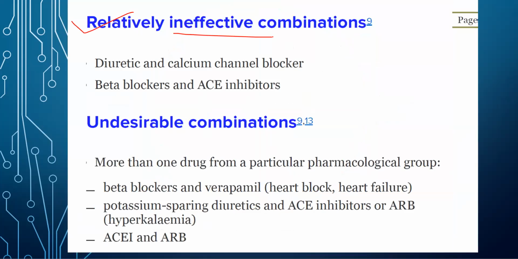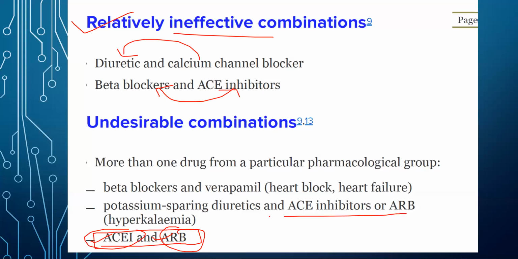A relatively ineffective combination is calcium channel blocker and diuretic, or ACE inhibitor and beta blocker. Usually this doesn't cause too much change. The best is ACE inhibitor with calcium channel blocker, or ACE inhibitor plus thiazide. Do not give someone both an ACE inhibitor and an ARB because they are basically the same kind of medication, and both of them can increase potassium. So it will cause a massive hyperkalemia.